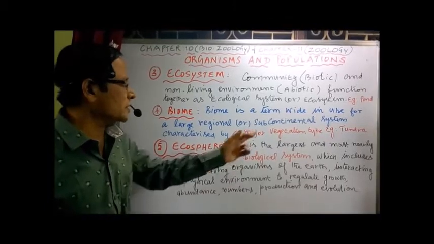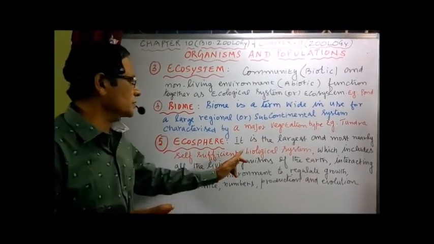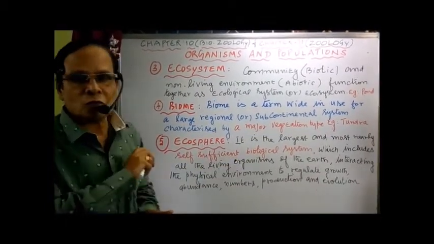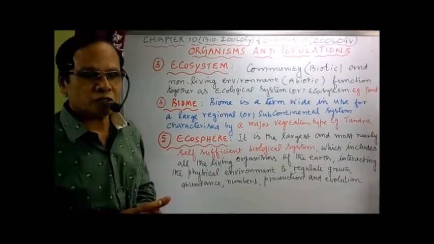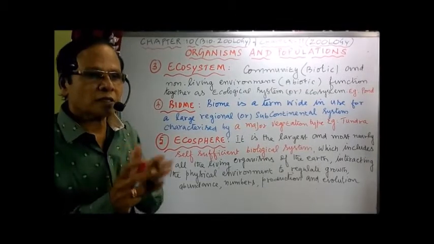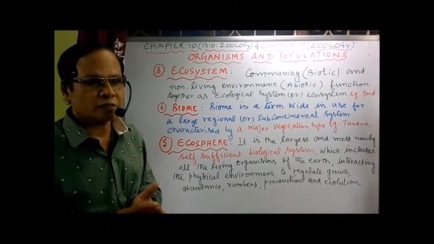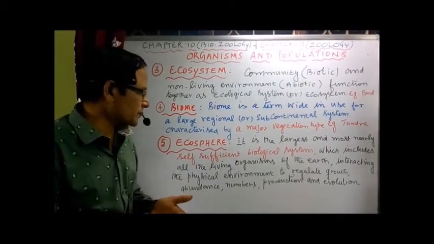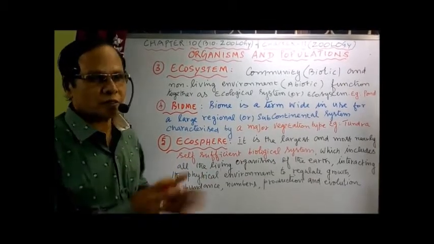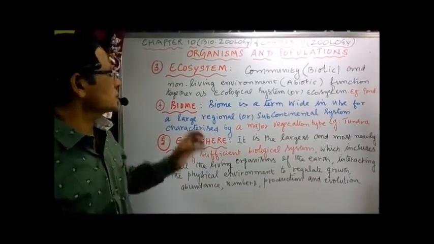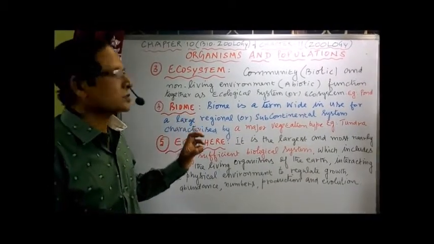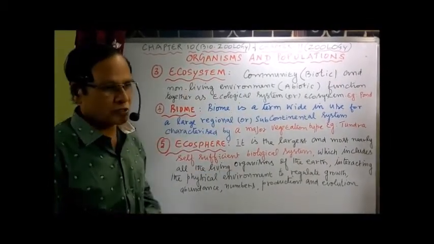So that's why I'm mentioning it is the largest, most nearly self-sufficient biological system, which includes all the living organisms of the earth, interacting with each other to regulate their growth, their abundance, their numbers, their reproduction and also evolution. The production I mentioned here is production in terms of yield. So these are some of the definitions related to organisms and populations.